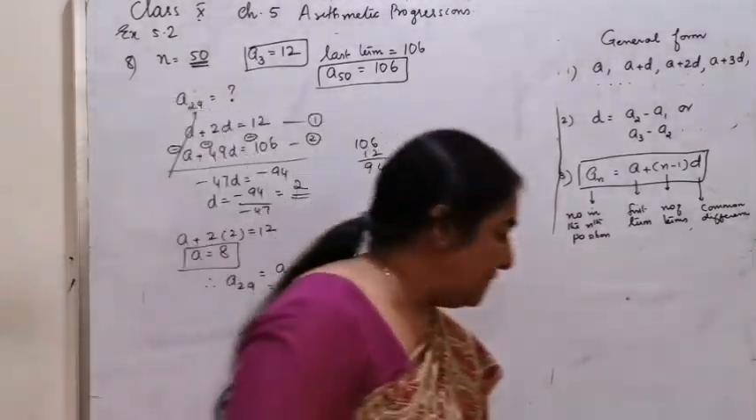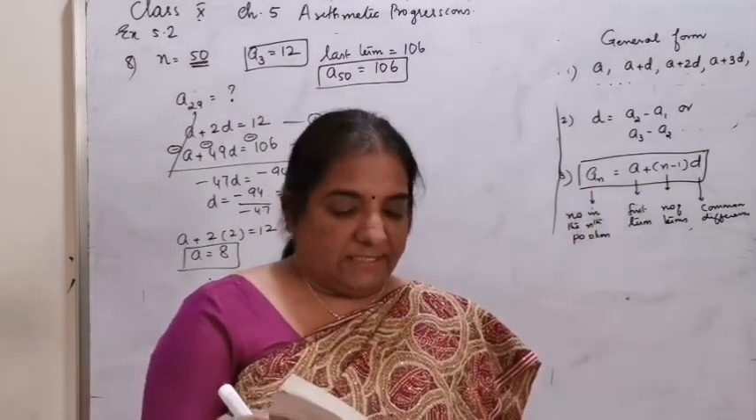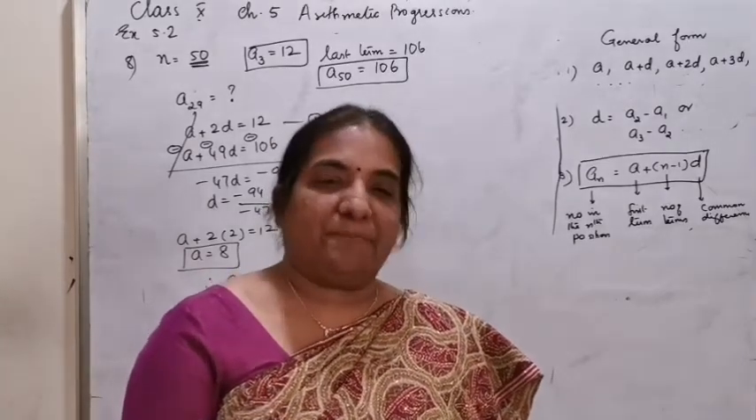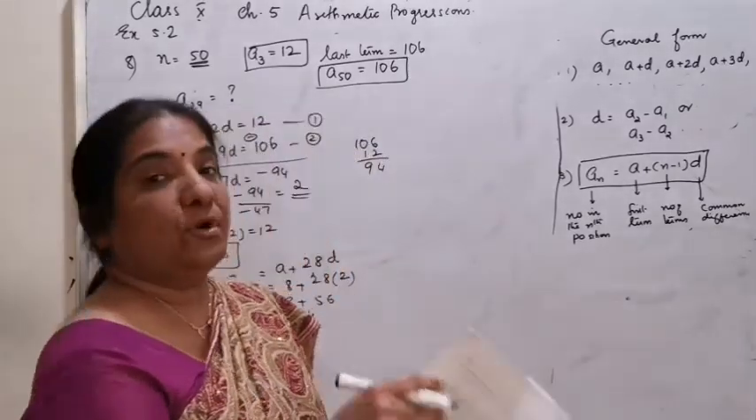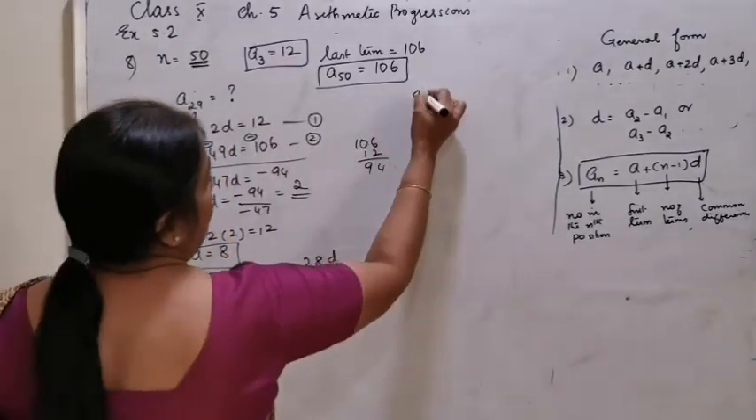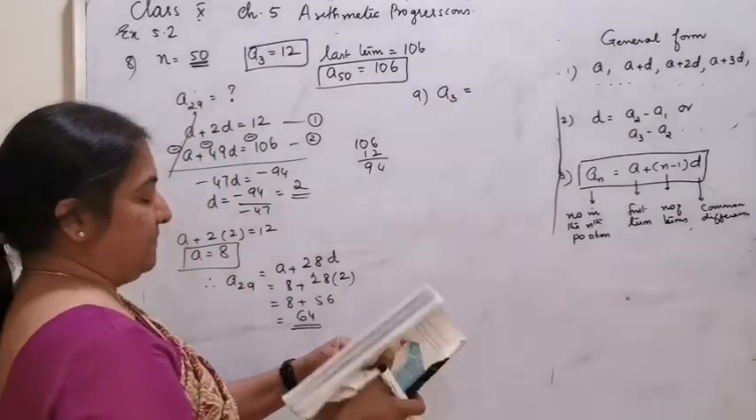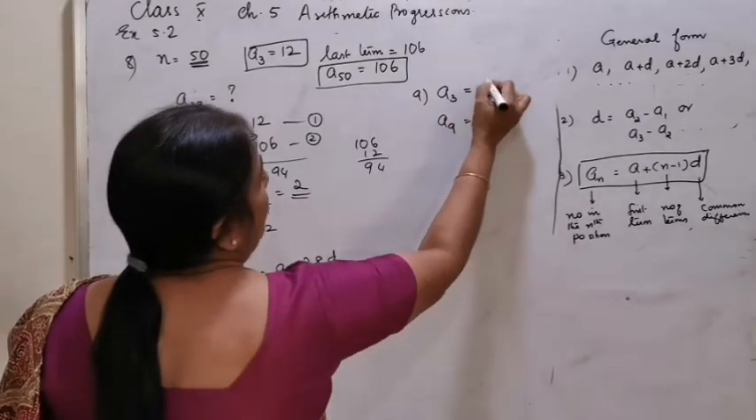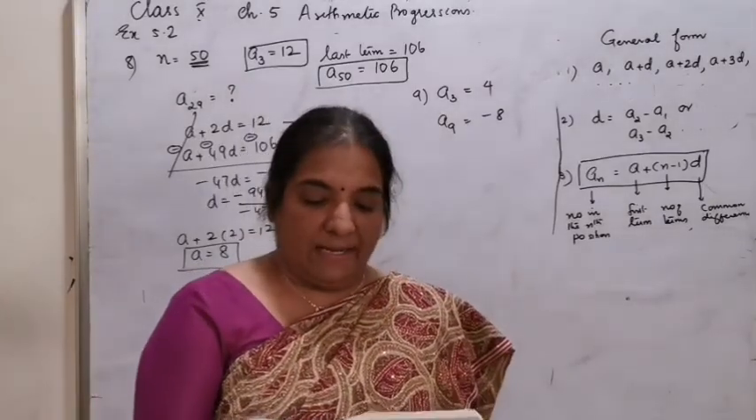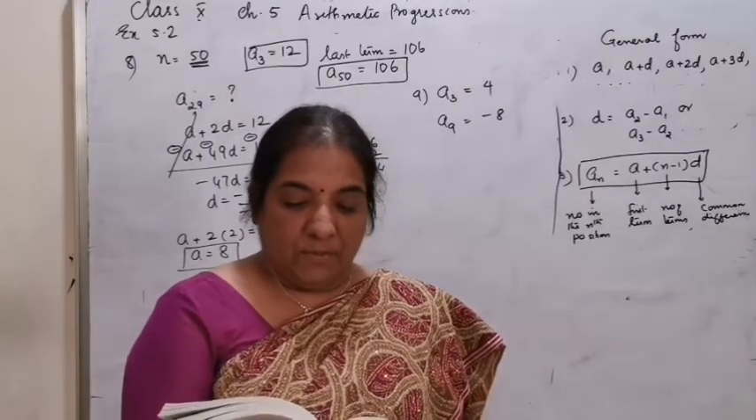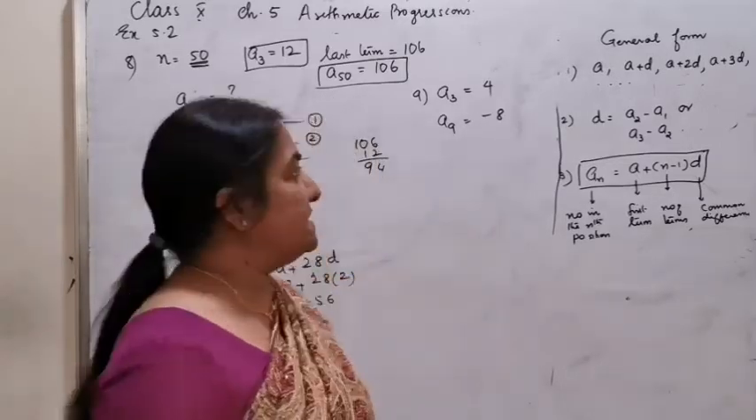Let's go to question number 9. A similar question: if the third and ninth term of an AP are 4 and minus 8. That means A3 is given as 4, A9 is given as minus 8. Which term of the AP is 0?